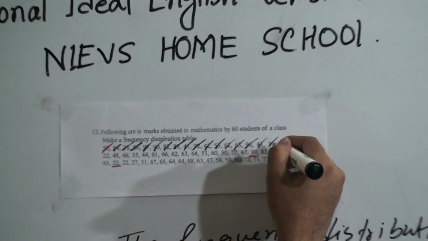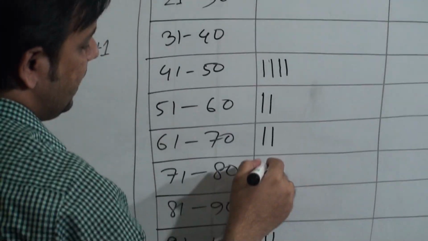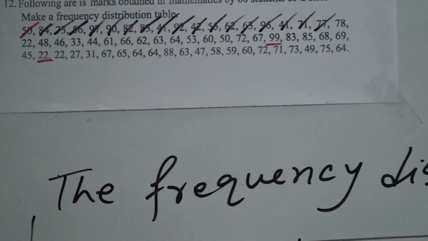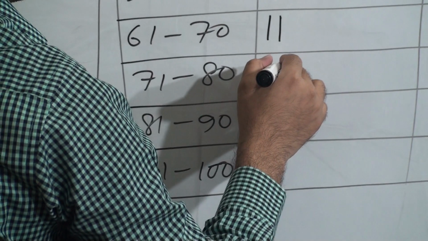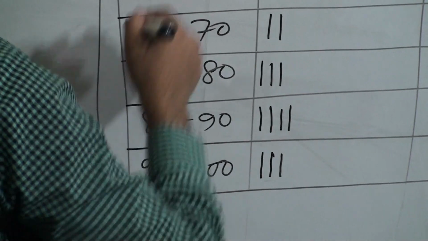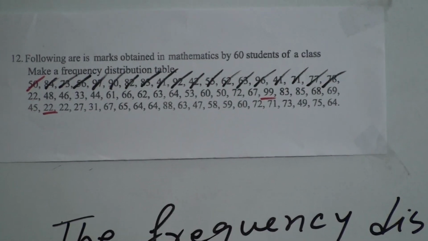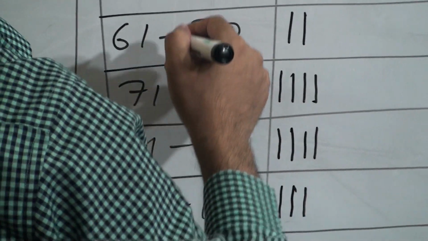Now 71. Where is 71? It is in 71 to 80. Then 77. Where is 77? It is also in 71 to 80. Now 78. Where is 78? 78 is in 71 to 80, in this class again.